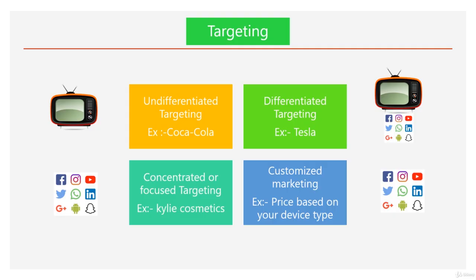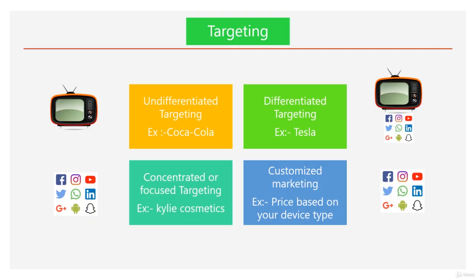In undifferentiated marketing, we basically run advertisements and campaigns on every single platform possible. You may have noticed that you find a Coca-Cola ad on your television, also in your newspaper, also on your social media, and they do not have any specific segment to target. They are basically targeting anybody and everybody, because everyone can consume a bottle of soda.